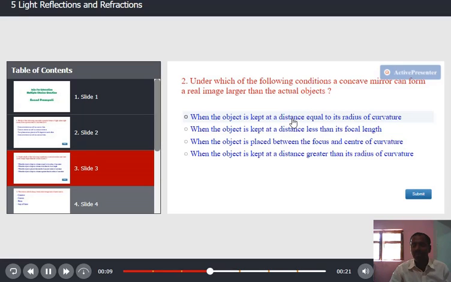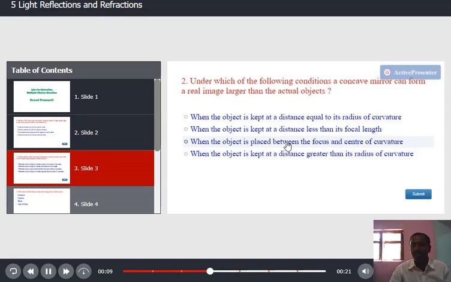When the object is placed at C, then we get a real image of equal size. When the object is kept at a distance less than its focal length, it means we place the object between P and F. In that case we do not get a real image, we get a virtual image, but the image is larger. So this is not the correct option.